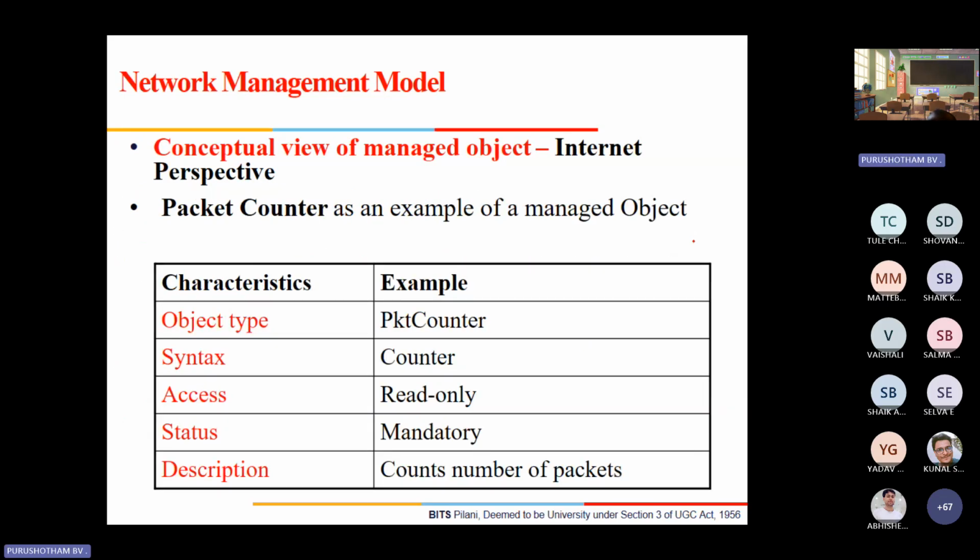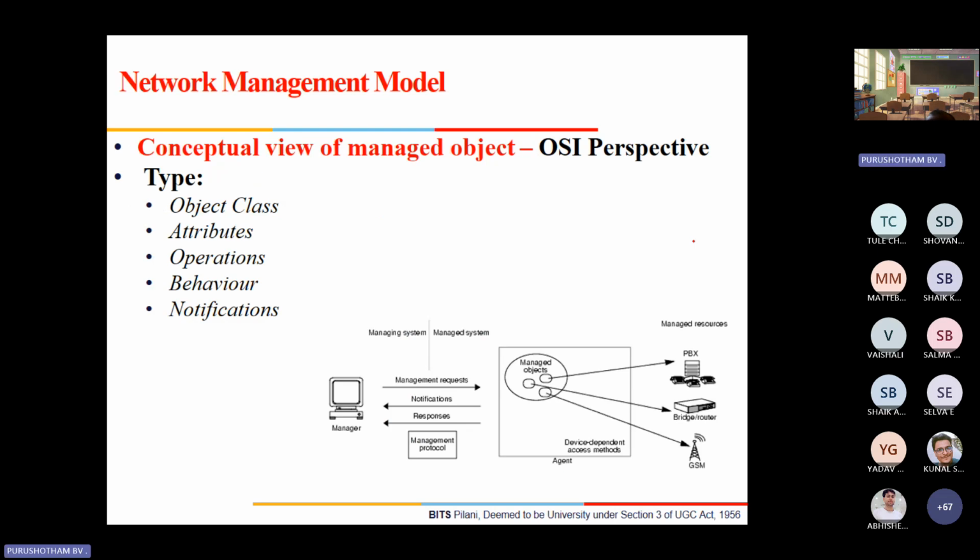The conceptual view looks like this: object type packet counter, syntax counter, access read only, status mandatory, description counts the number of packets. This is called a packet counter object. So in the OSI perspective, type means object class, attributes, operations, behavior, notifications, etc. will be informed in this form.